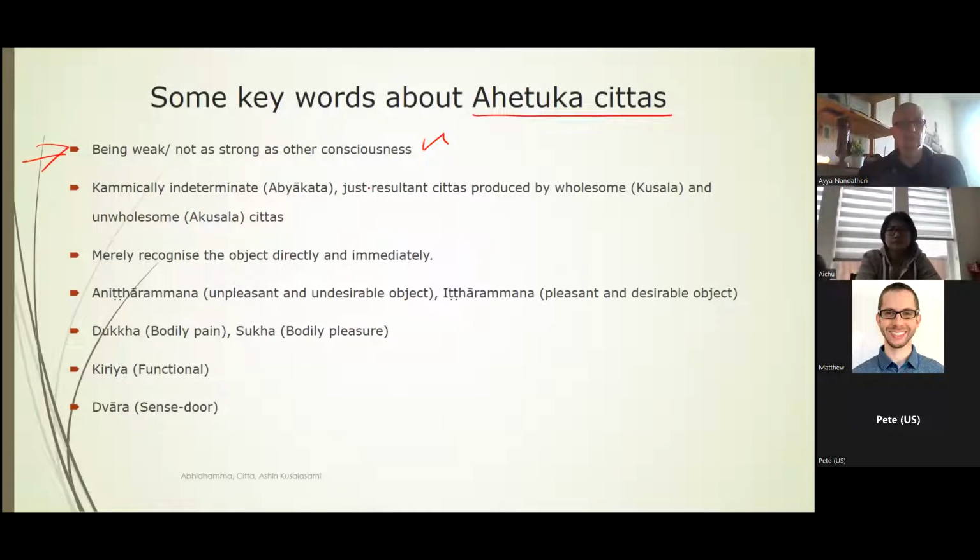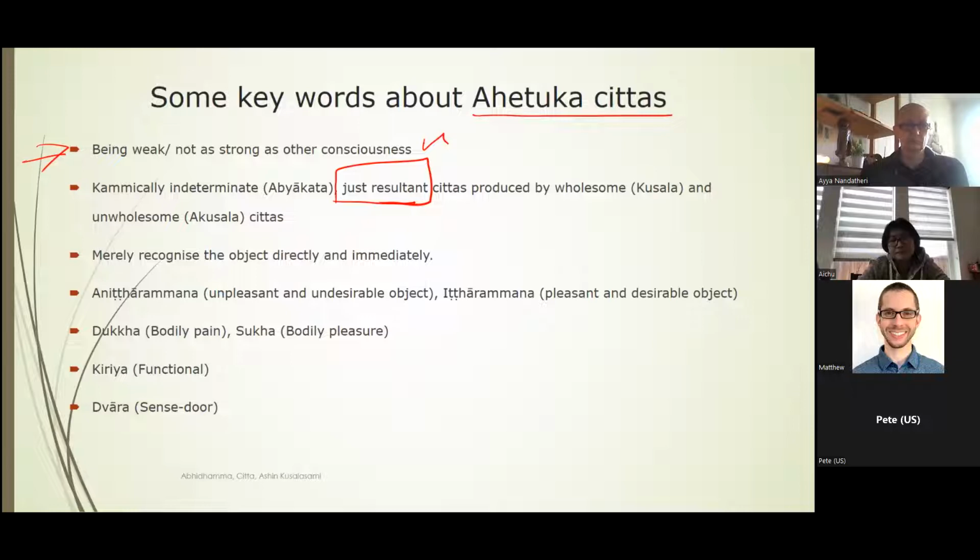These 18 chetas are just resultant chetas, produced by wholesome and unwholesome, just resultants. We cannot say it is a good cheta or a bad cheta. We cannot say wholesome or unwholesome. It is just a result. The function of these 18 chetas is only to merely recognize the object directly and immediately. You will know later.